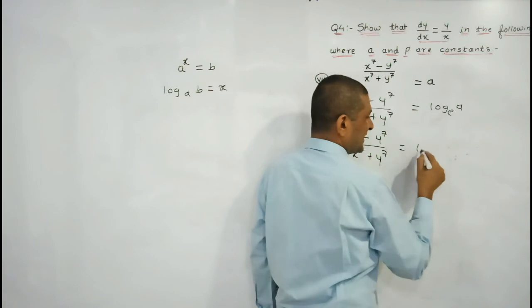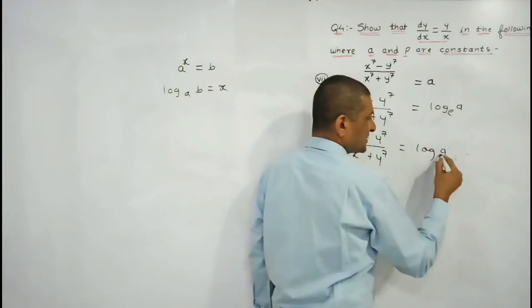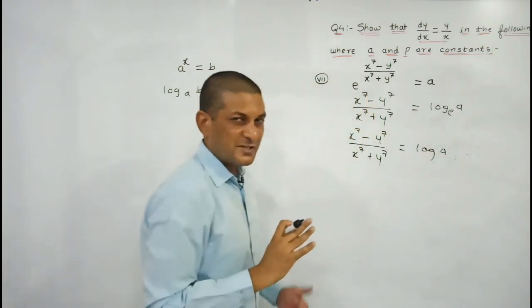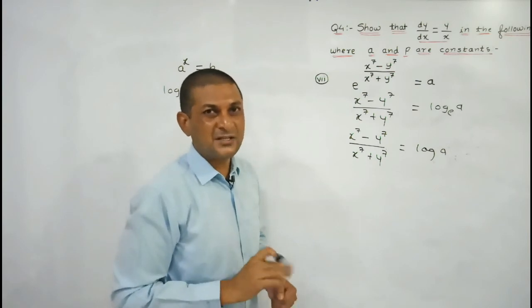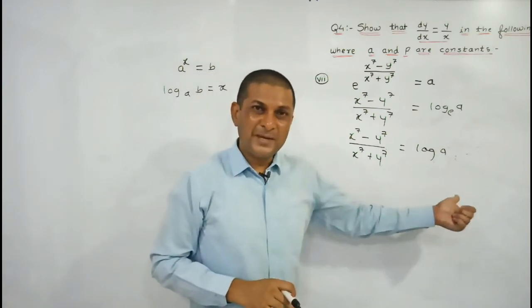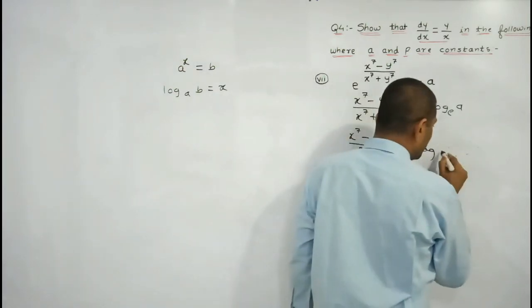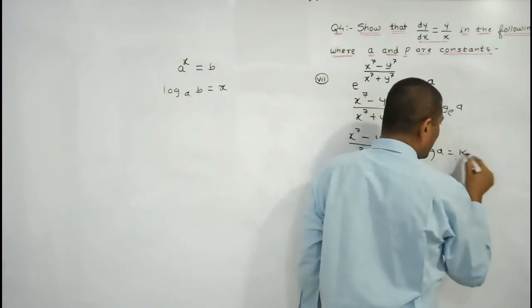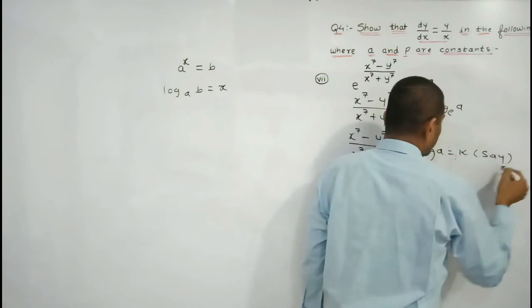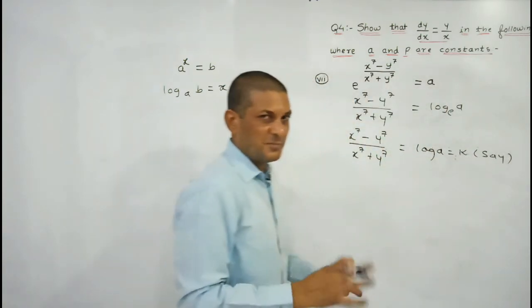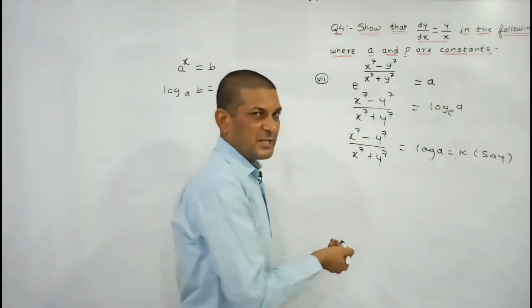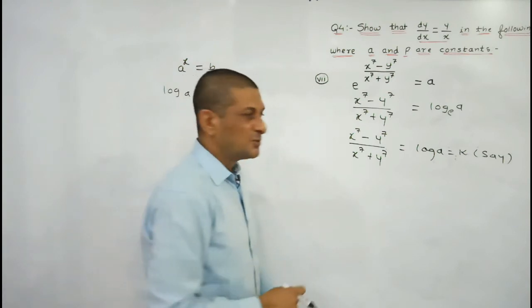So here we will get log a. It is not necessary to write e in the base, because if you are not writing anything in the base, it is considered that the base of the logarithm is e. So denote this constant term, log a, simply by k. Now use the method which you have applied in the last 2-3 examples.